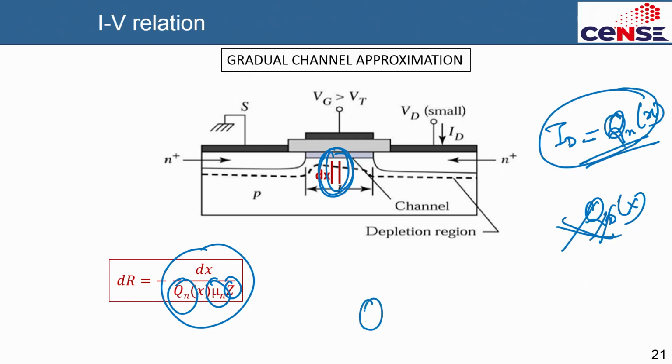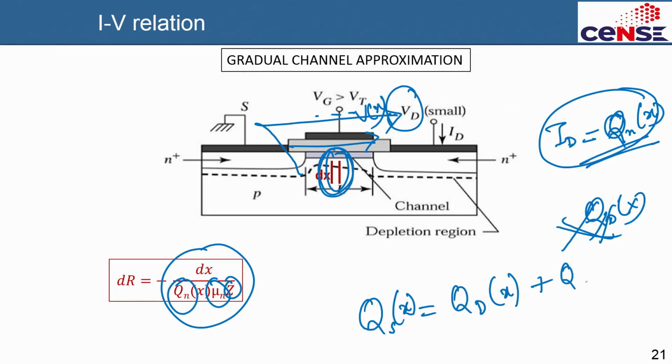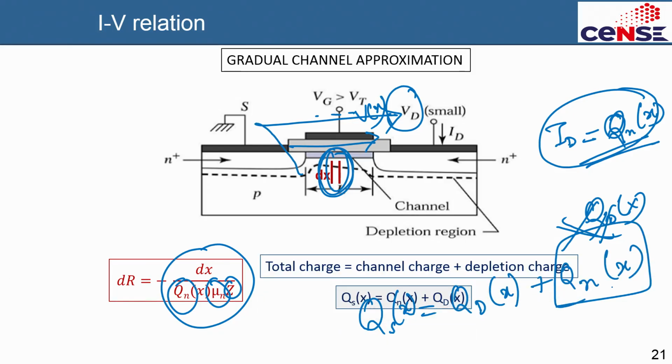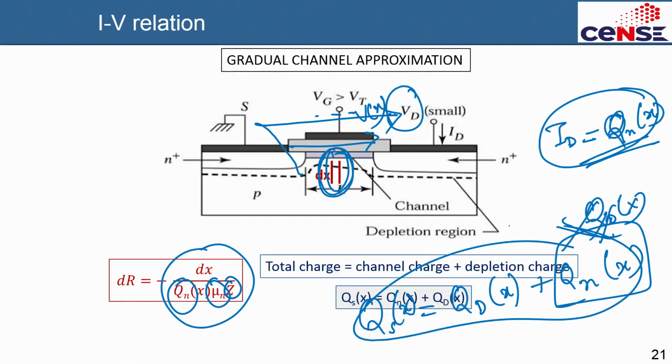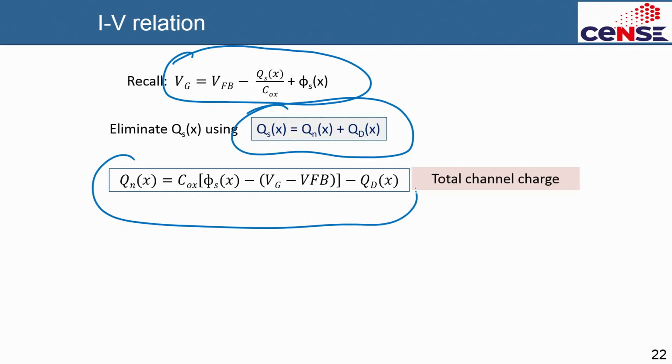I told you that the total semiconductor charge is a function of x, by the way, because along this direction x is varying, and because you are applying V potential here, at any point the potential is Vx. So the total semiconductor charge is the total depletion charge and the total charge in the inversion layer. We are only interested in this part. So what we go ahead and do is recall the threshold voltage expression, and we substitute one into the other, and we get an expression for the total channel inversion charge.